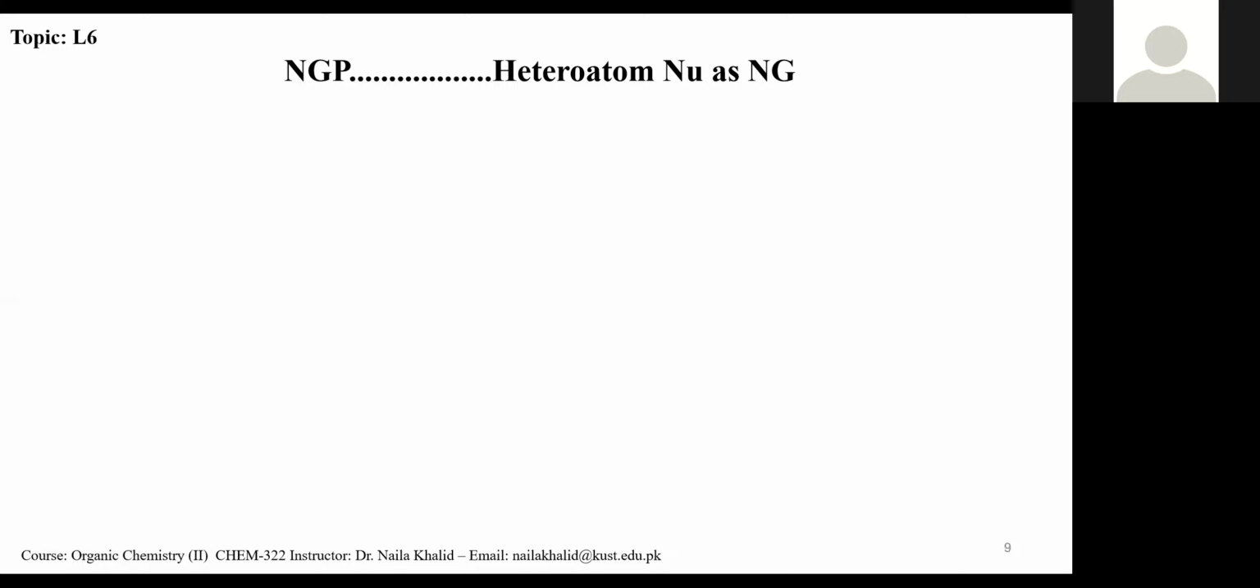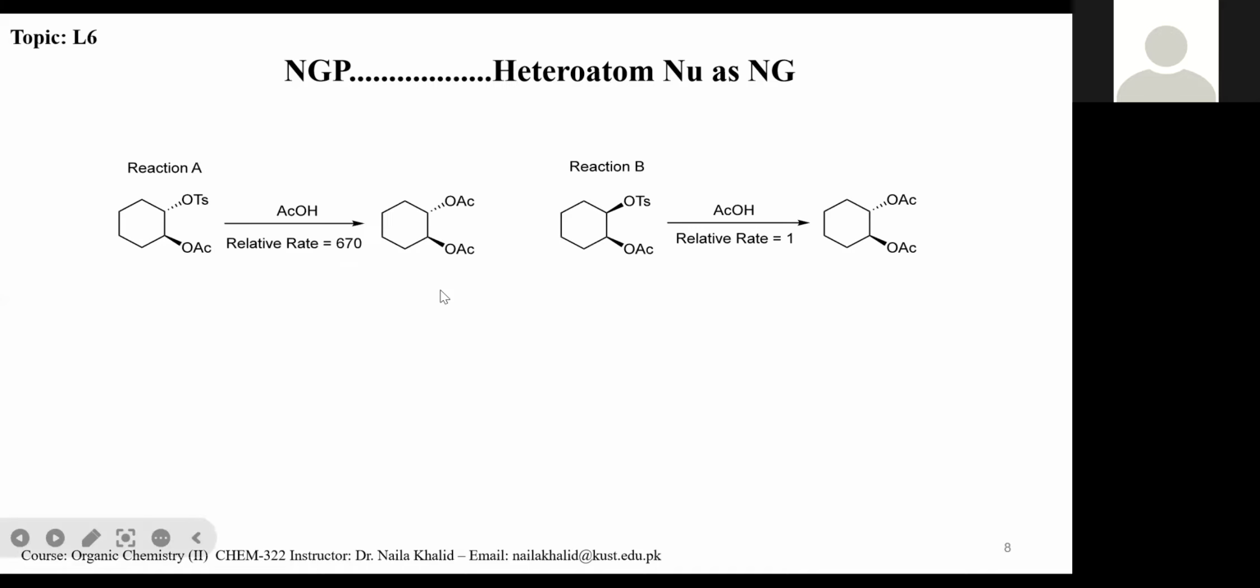You can write the mechanism of this one easily by forming the chair form of this cyclohexane. In this chair form of cyclohexane, you will see if this is below the plane, this is equatorial, and this is above the plane, this is also equatorial. So it can easily form a cyclic intermediate rather than this one.